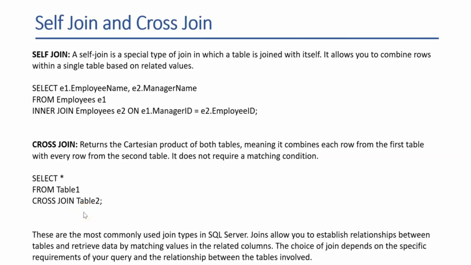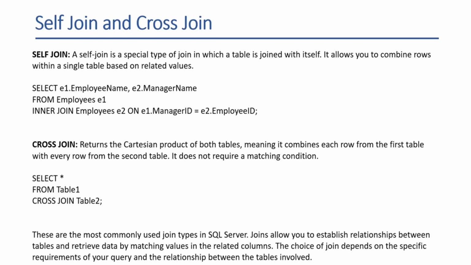Hello all. In this tutorial, let's understand what is a cross join. So cross join is the only join where you do not need to mention any join condition. So it returns the Cartesian product of both tables, meaning it combines each row from the first table with every row from the second table. So if in the first table you have 5 rows and in the second table again you have 5 rows, then your final table will have 25 rows because it will be n into n. So in this scenario, 5 into 5 equals 25.